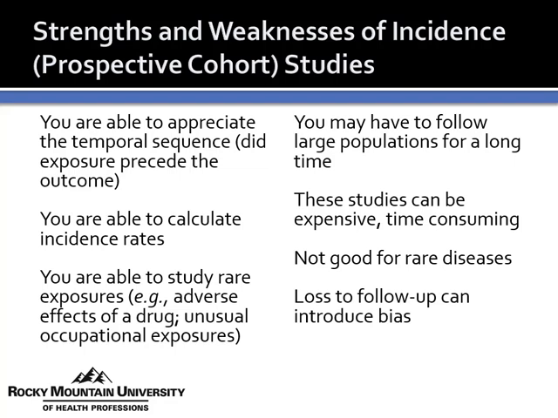They're not good for rare diseases. Let's say you're following 30,000 people, but the known incidence is 1 in 50,000. It's possible you could have put a lot of effort in and not followed enough people to be able to study the incidence of that disease or to determine risk factors of that disease. And loss to follow-up can introduce bias.